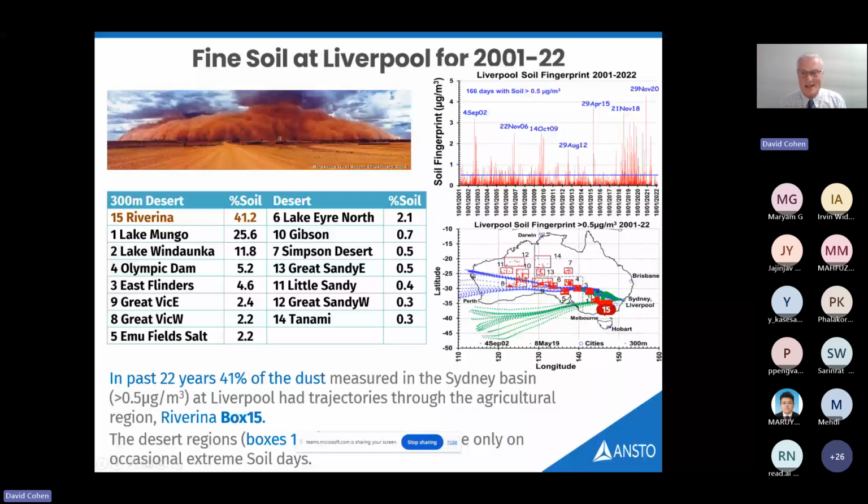And if you look at the deserts here, look, 14, 7, 13, 6, all of these, they're less than 1% contributing. Even though we know we get these dust storms on 1 or 2 days in a year, their total average contribution over the whole year, when looking at every hour of every day, is less than 1%.